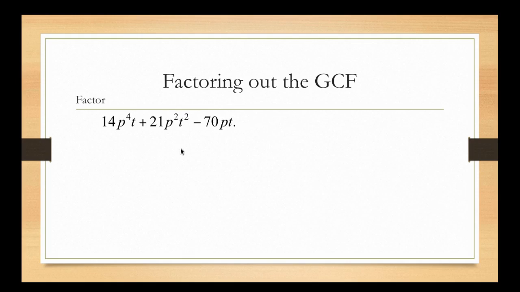So this one works exactly the same way, just a little longer. Let's first focus on our coefficients. 14 is 7 times 2, 21 is 7 times 3, and 70 is 7 times 10. So I can factor a 7 out of each one of these terms. If I look at my p factors, I can factor a p out of each one of these terms, and I can also factor a t out of each one of these terms. So my greatest common factor is 7pt.